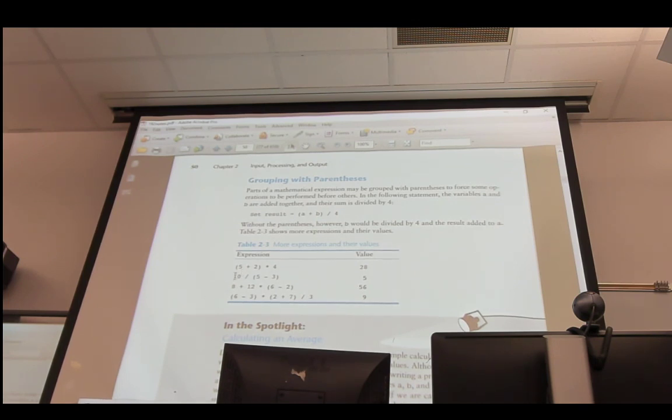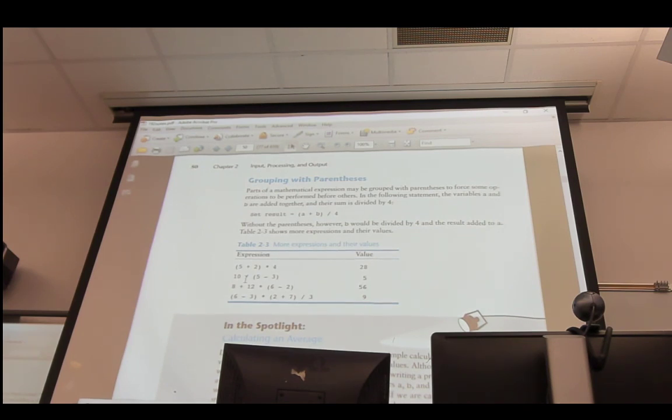Here, 10 divided by 5 minus 3. 5 minus 3 is grouped. 5 minus 3 gives you 2, and then 10 divided by 2 gives you what? 5, right? But if you did 10 divided by 5 and got 2, minus 3, you get -1, which is totally wrong. Okay? So you've got to watch the expression, pay attention.